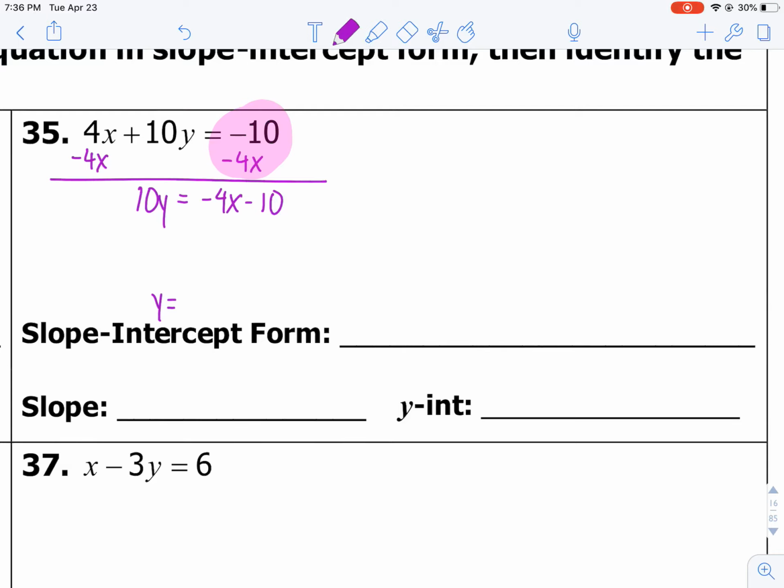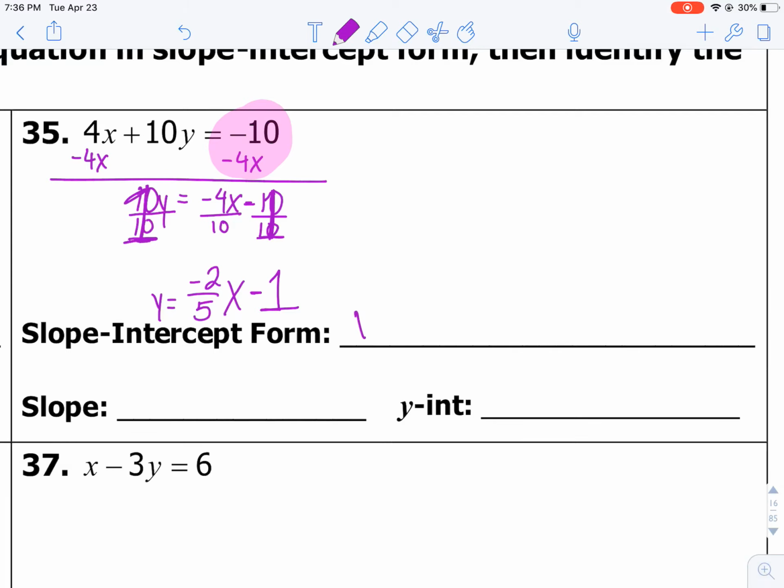Once I've moved my x to the other side, I'm going to divide everything by that y coefficient. So that's going to give me 1, which is going to leave me y equals negative 4 over 10. It's going to reduce to negative 2 over 5x. Negative 10 over 10 is going to leave me with 1.